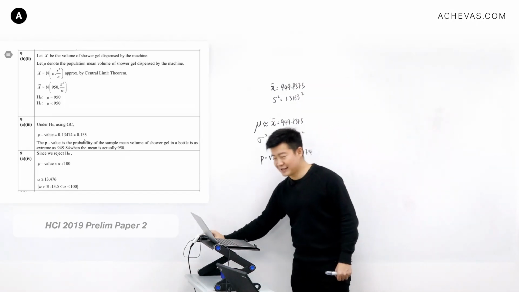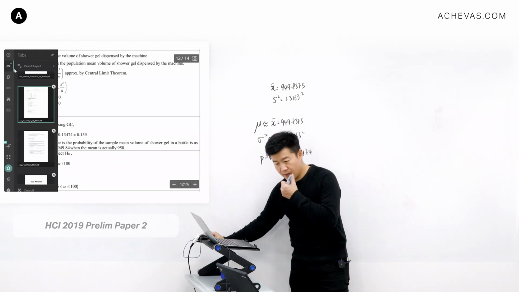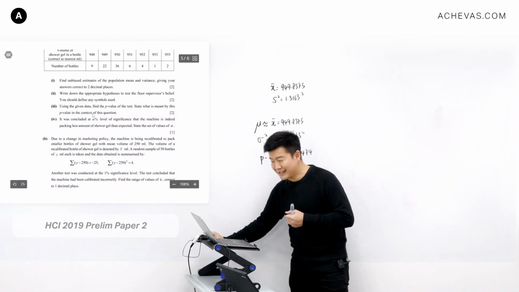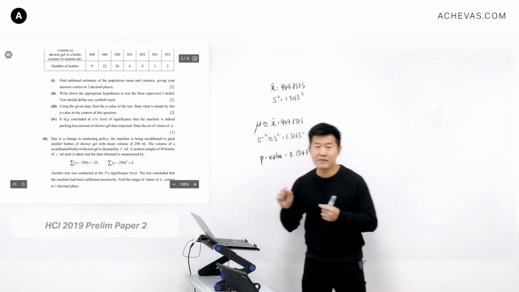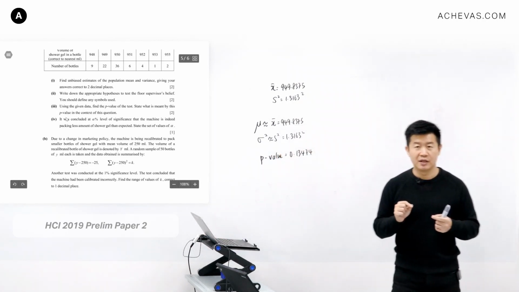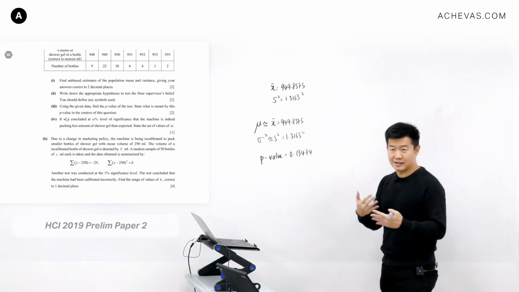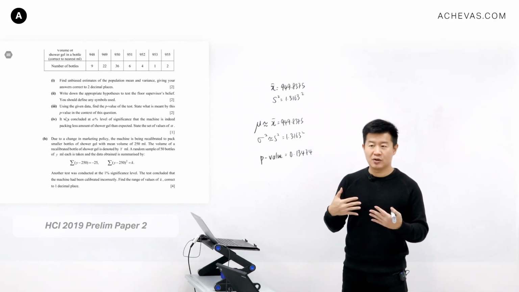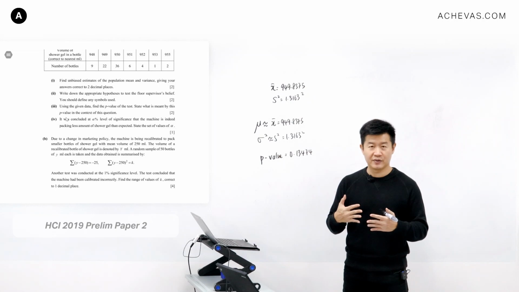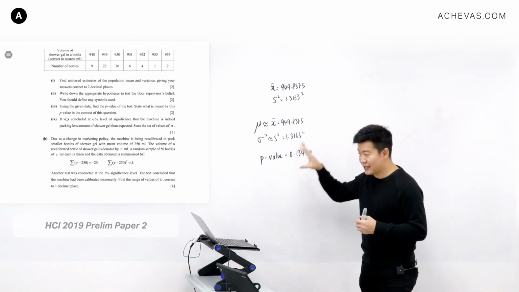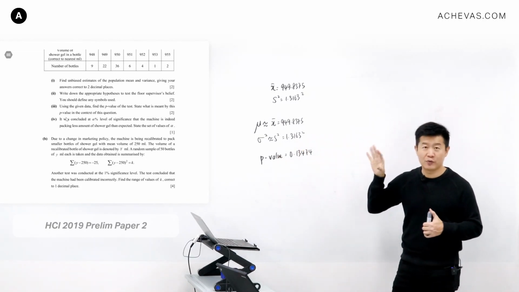But then they ask something. This part. State what is the meaning of p-value in the context of this question. You know, most of the time what do they ask? They ask, can you state the meaning of the alpha percent level of significance. They will usually ask you to state the meaning of the level of significance. But here they ask you, can you state the meaning of p-value?